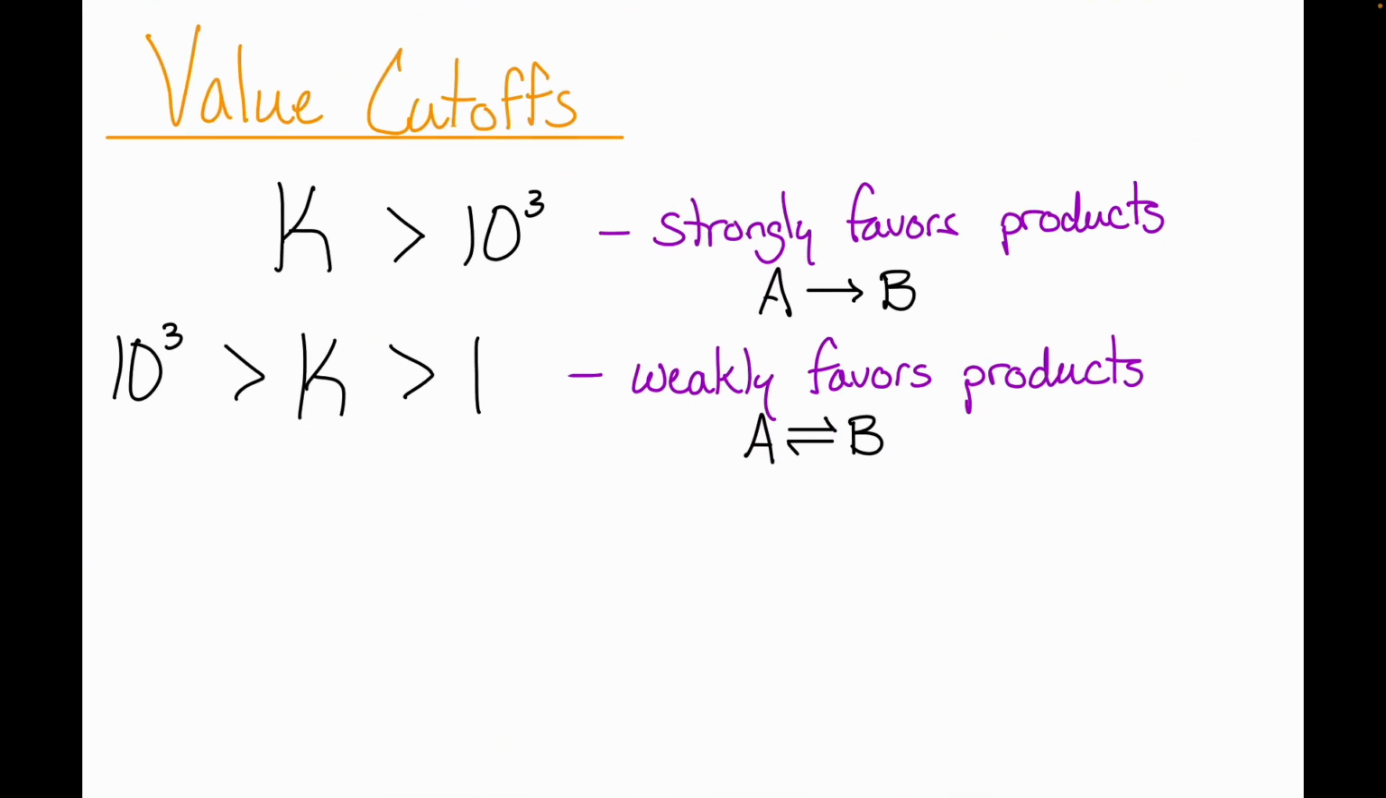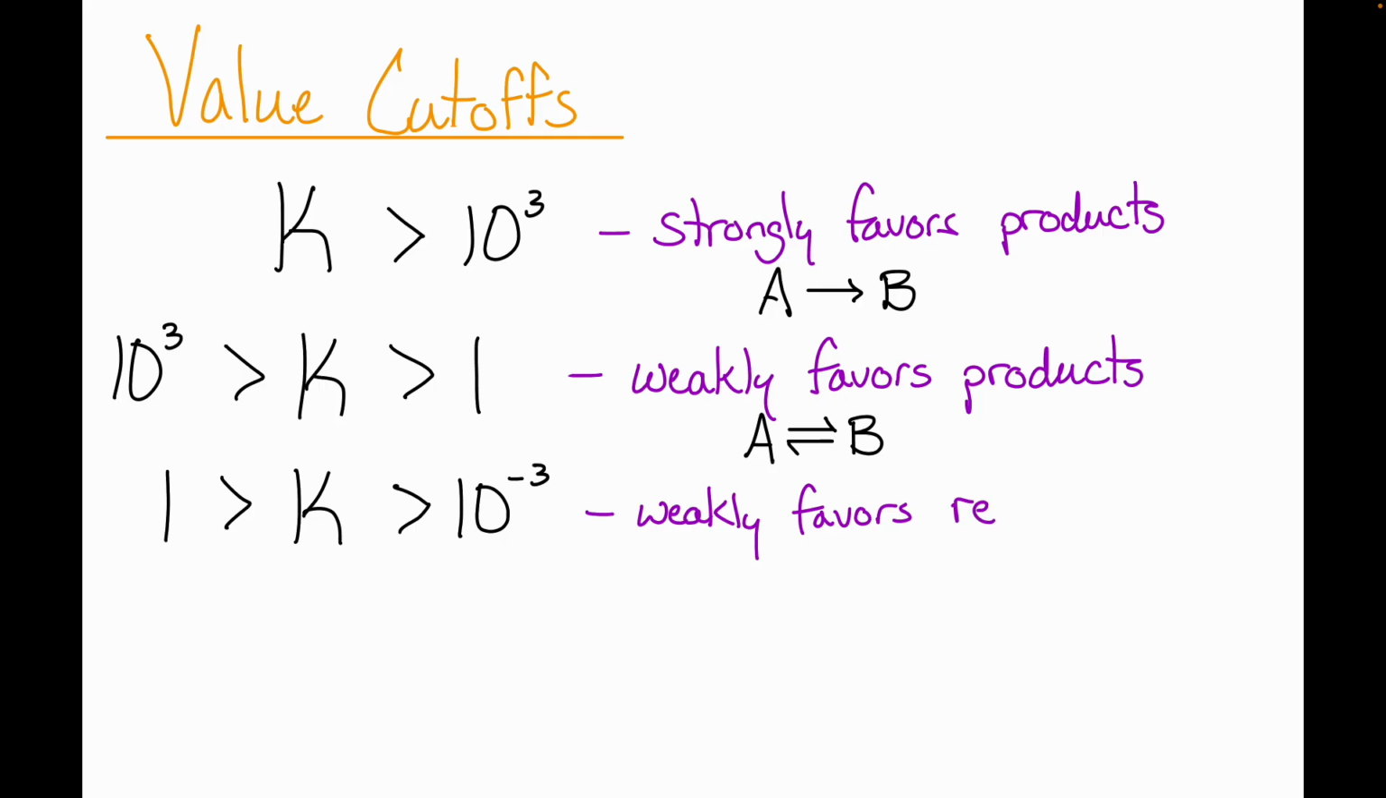If K is less than 1, now all of a sudden I have more reactants at equilibrium. But again, we have this cutoff that we use now, 1,000th or 10 to the negative 3. This is a reaction that weakly favors the reactants. And again, if we were going to show this reaction using our chemical equation, we would want to use those double-headed arrows. We call this our dynamic equilibrium range, where we'll have an appreciable amount of both reactant and product at equilibrium.